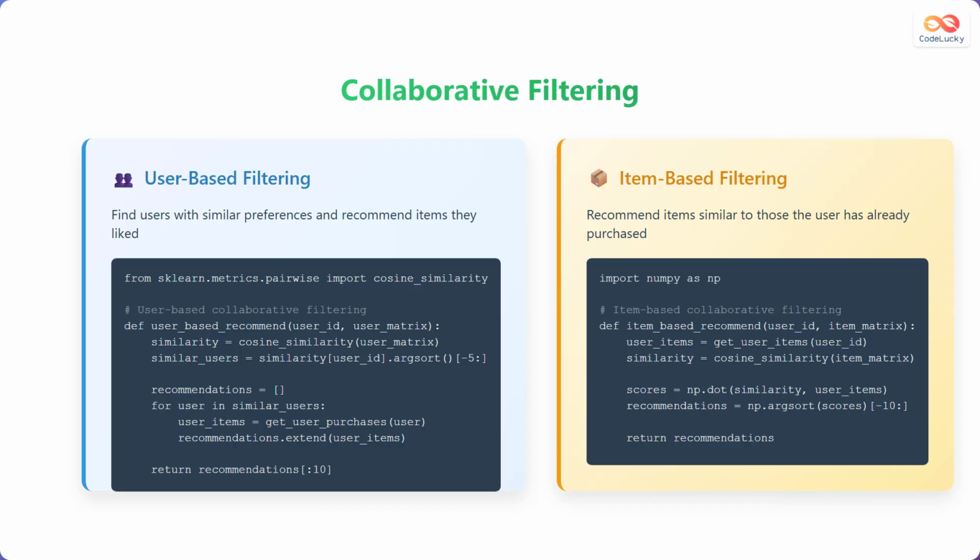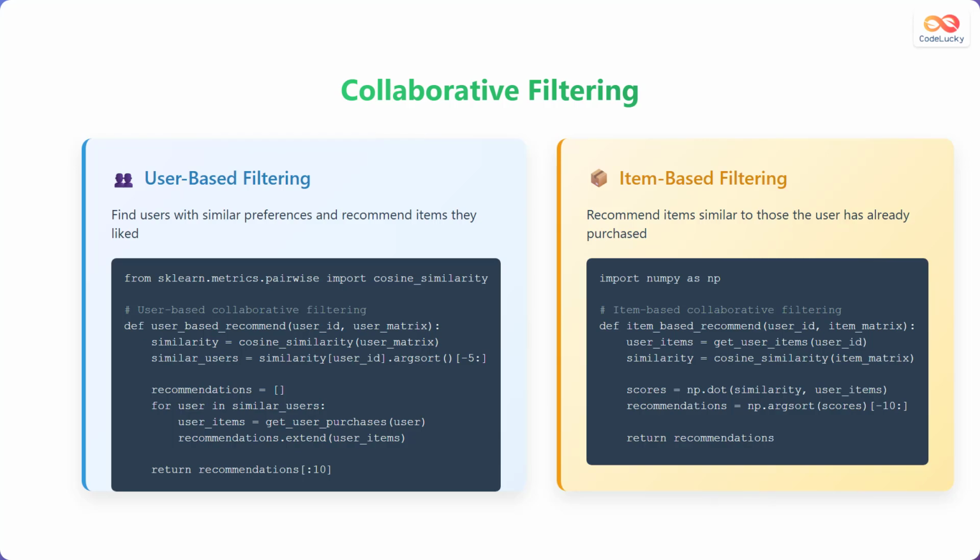Now let's focus on collaborative filtering. There are two primary types of collaborative filtering. The first type is user-based filtering. We find users with similar preferences and recommend items they liked. Here's the Python code to do that.